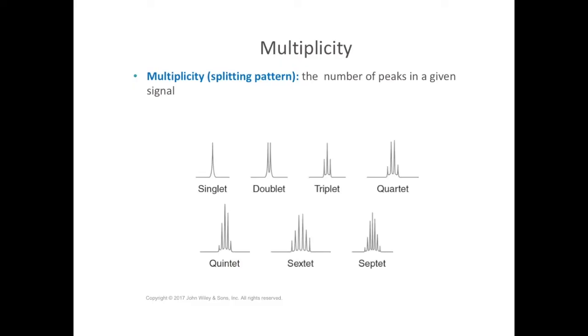The final important characteristic is the splitting pattern, also known as multiplicity. This is the number of peaks in a given signal. If it's just 1 peak, it's called a singlet, 2 a doublet, 3 a triplet, 4 a quartet, 5 a quintet, 6 a sextet, and 7 a septet. And then also, people will often use the term multiplet for things above a quintet.